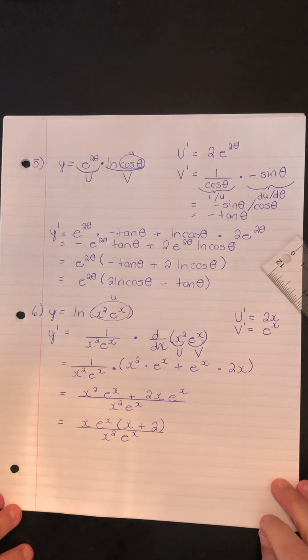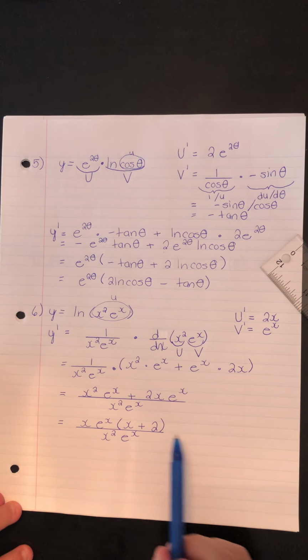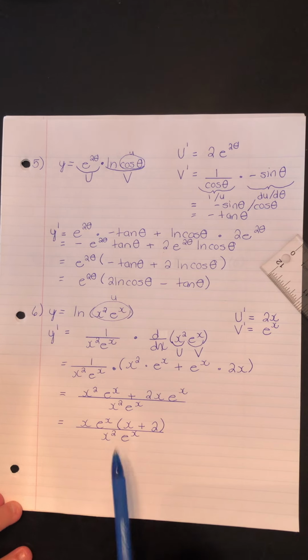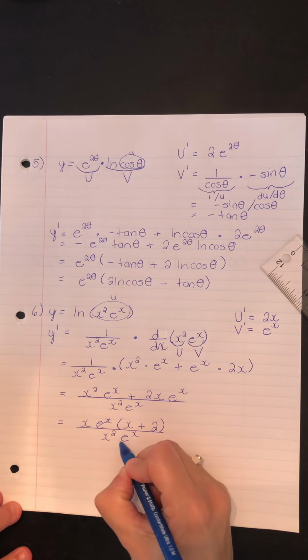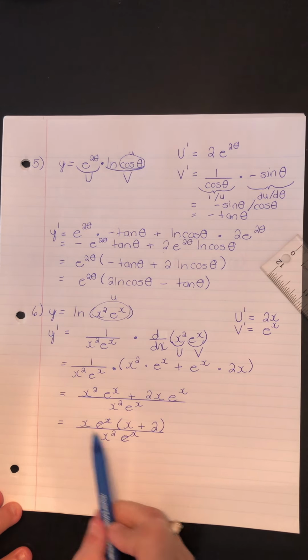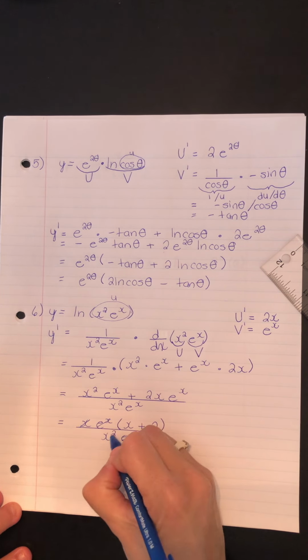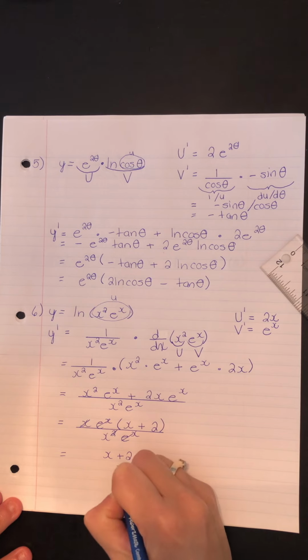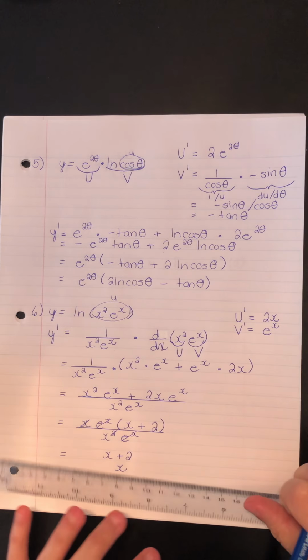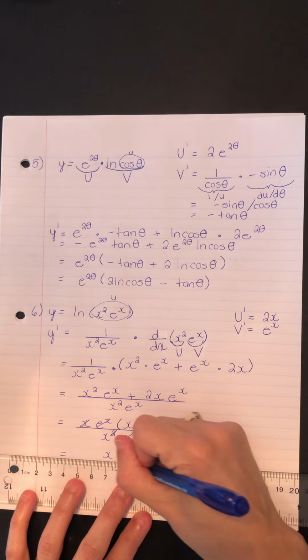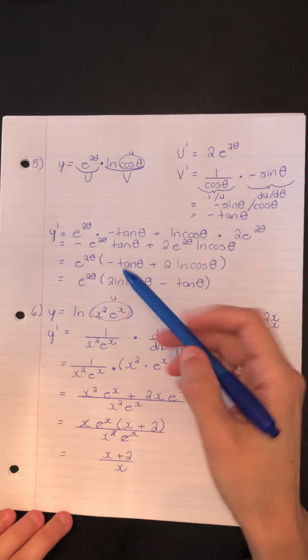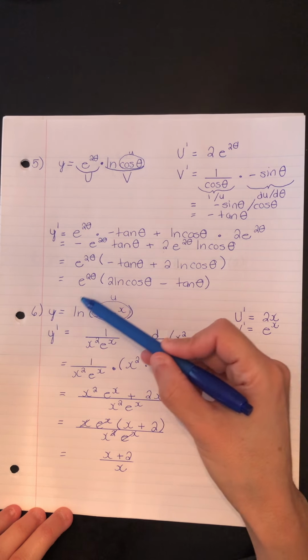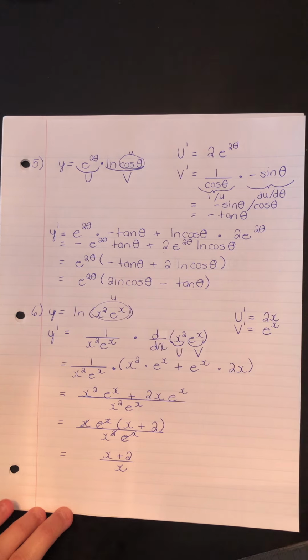Okay, so that's the numerator, common factored, and now look, we can reduce this. So e to the x cancels, but not only that, we can cancel an x from the top and the bottom. Final answer then, x plus 2 over x. So that's a very nice simplified answer for the derivative of the ln of x squared multiplied by e to the x.